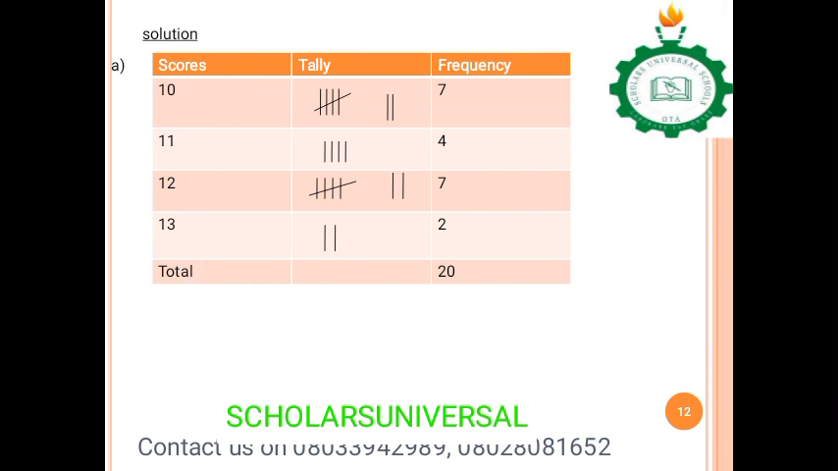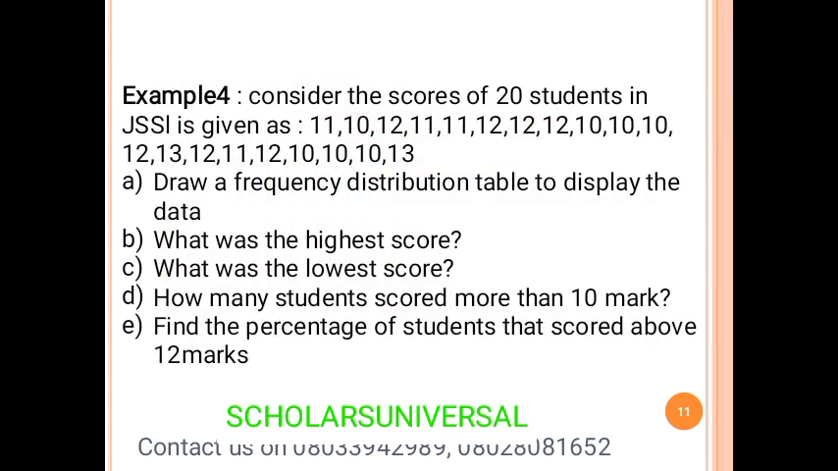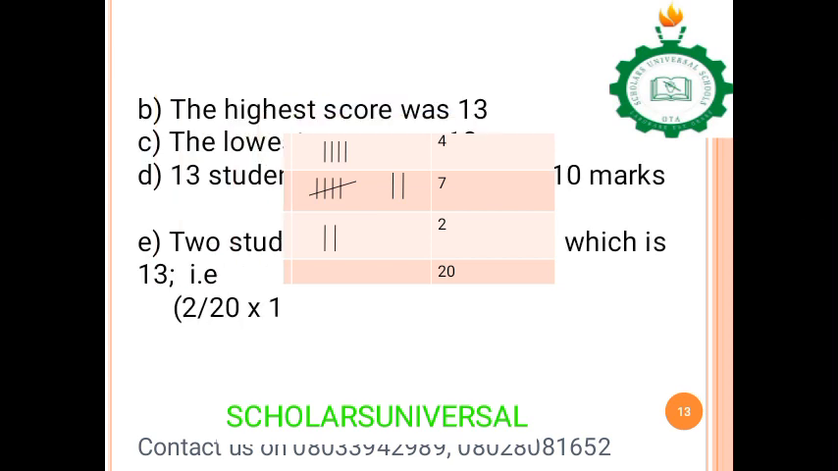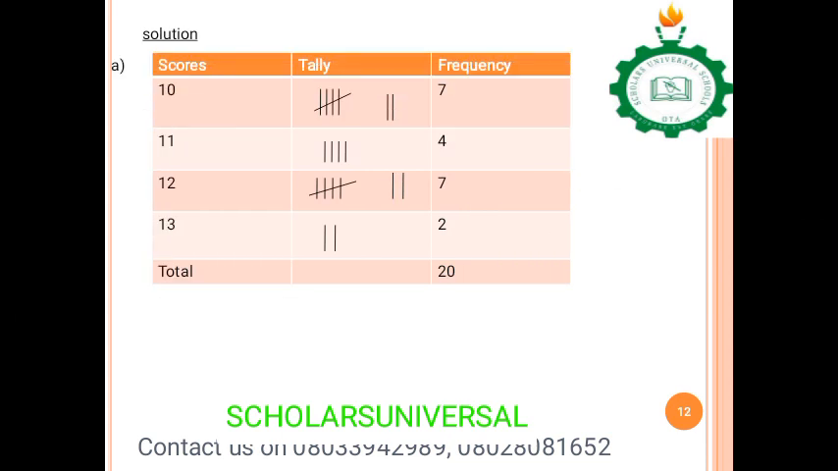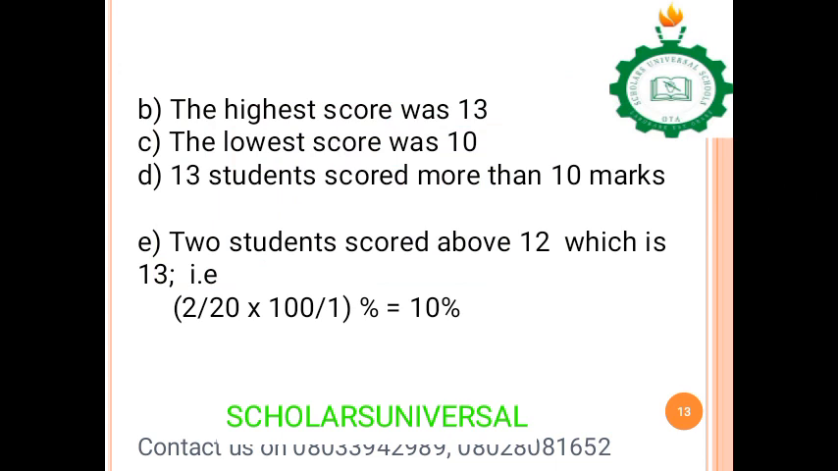Are you with me? So if they ask for the highest score here, it is 13. Let me show you the answer. The highest score was what? 13. So what was the lowest score? Look at it from your table here. The lowest score here is 10, which is the answer here.